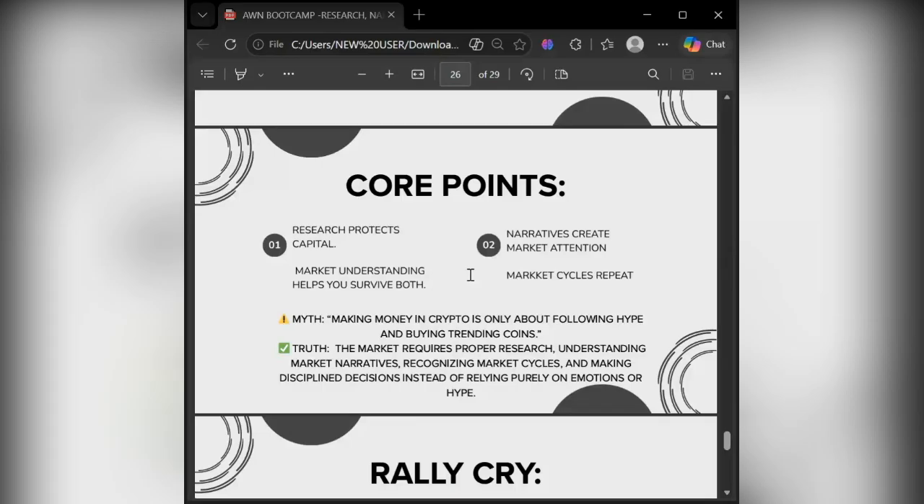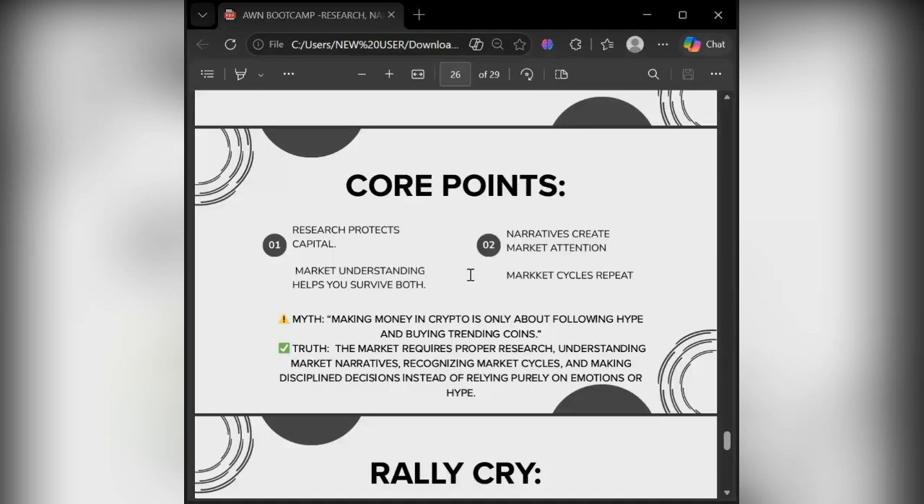So market cycles repeat, yes: bullish, distribution, bearish, accumulation, bullish. It goes that way in this cycle. Making money in crypto is only about following hype and buying trading points. That's the myth that people think. But the truth is that the market requires proper research, understanding market narratives.